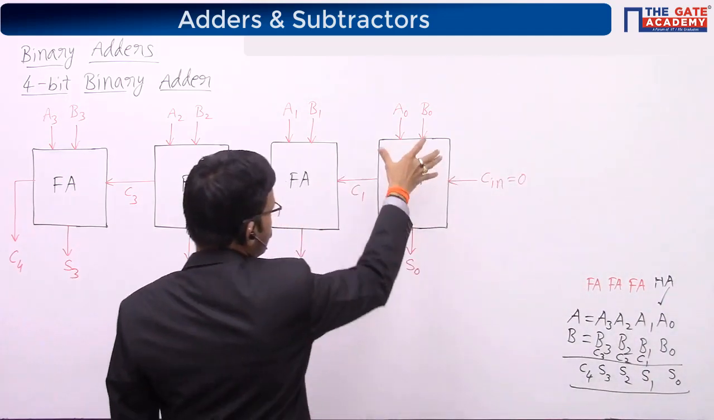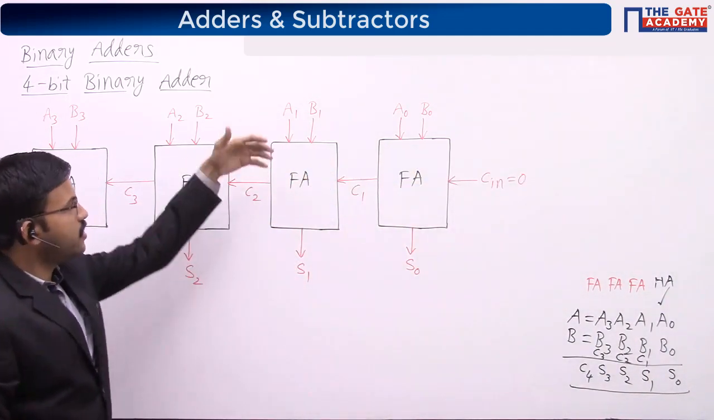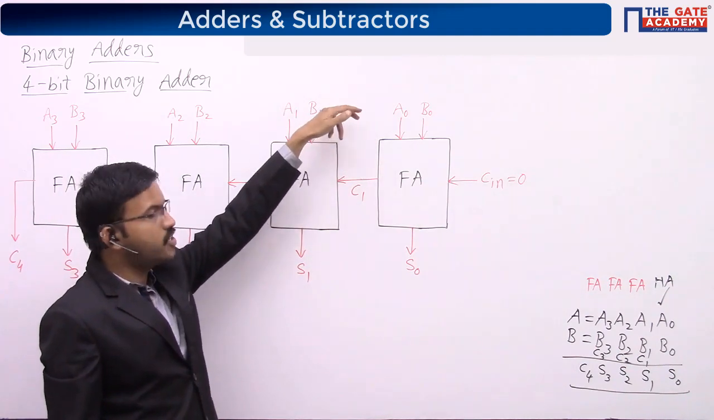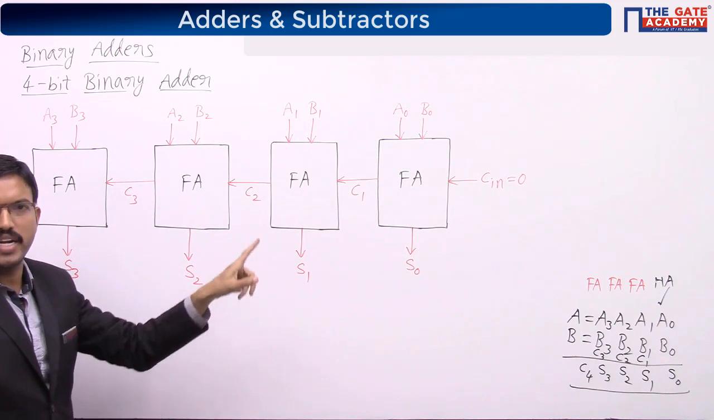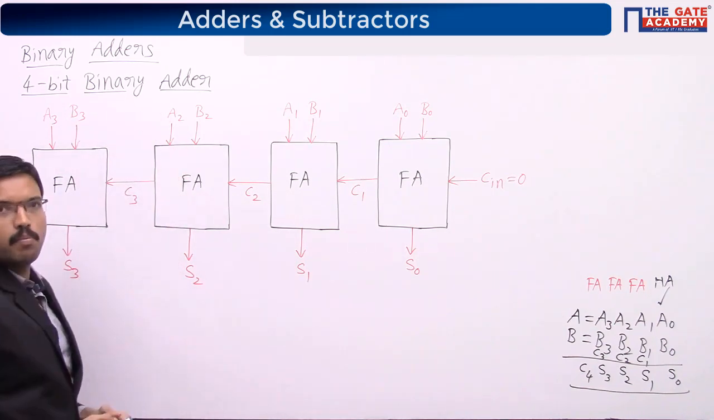Here if you observe, for each particular full adder, we are giving the 2 inputs corresponding to A and B parallelly. So hence we can call this particular adder a 4-bit parallel binary adder.